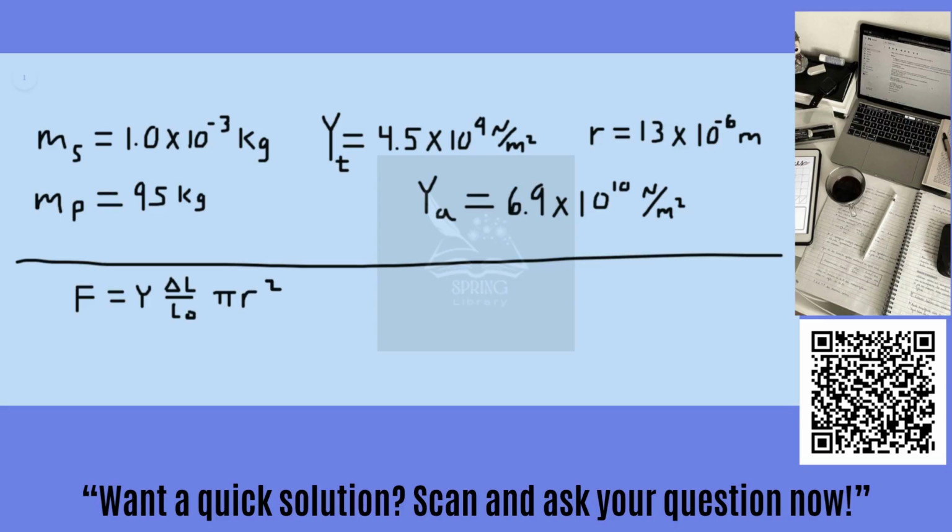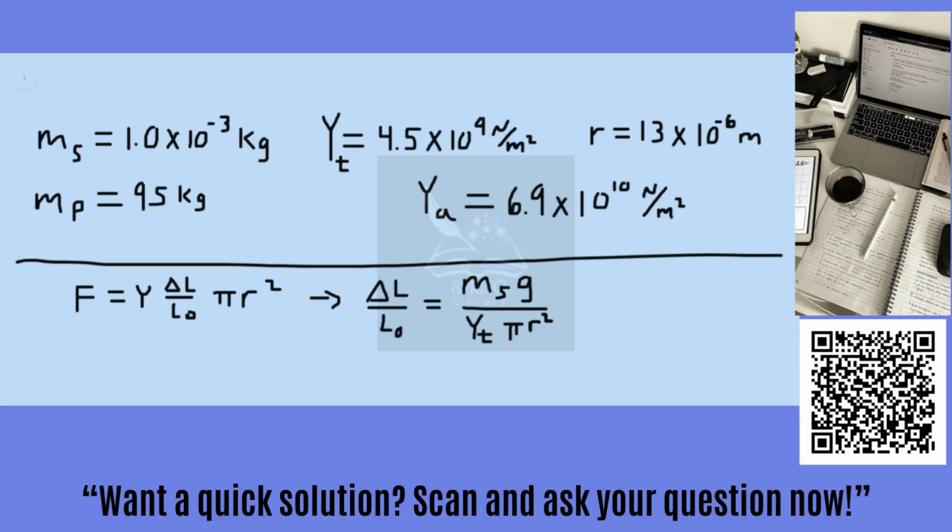Okay, so what we want to do is solve, in this case, for delta L over L naught. So delta L over L naught for the spider is going to be equal to the force from the spider, which is going to be m sub s times gravity, divided by the Young's modulus for the spider's thread, y sub t, times the area of the spider's thread, which we called pi r squared.